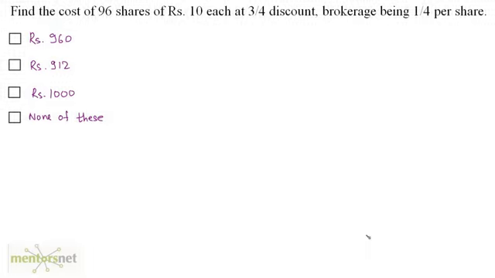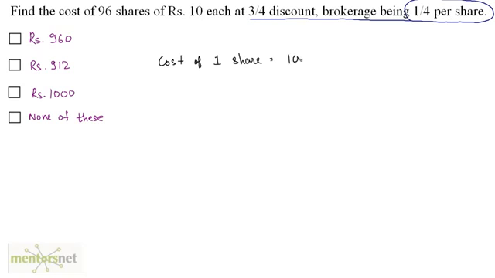Find the cost of 96 shares of rupees 10 each at 3/4 discount, brokerage being 1/4 per share. Well, this might seem a little bit confusing, but the discount and the brokerage are given per share, right? Many times discount and brokerage are given in percentage, but here it is given per share. So you need to solve it on a per share basis. So I can write cost of one share is equals to its face value, that's 10. We subtract the discount, minus 3/4, and we add the brokerage, so plus 1/4.